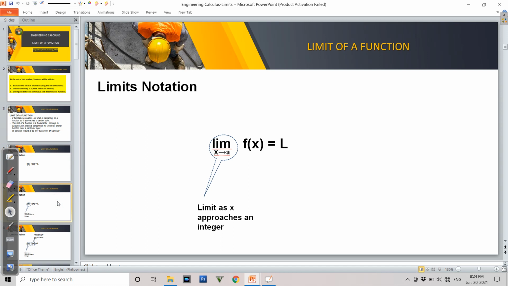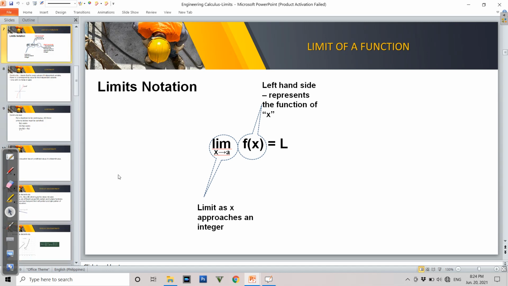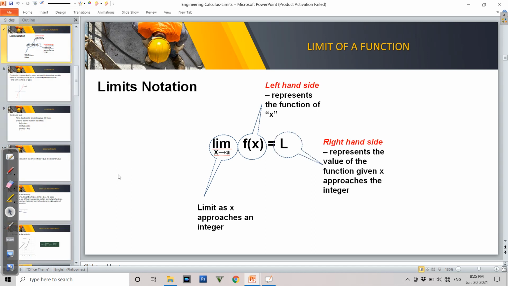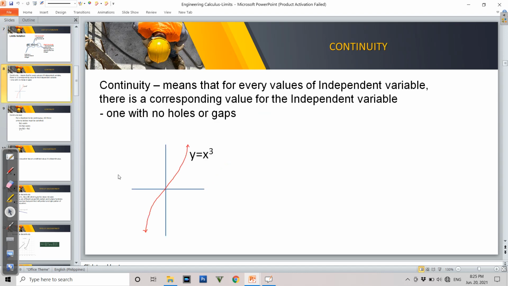So this is the limit as x approaches the integer, and this is the left hand side which represents the function of x, and the right hand side which represents the value of the function given x approaches the integer. So the function could be either continuous or discontinuous, and that is termed as continuity and discontinuity.